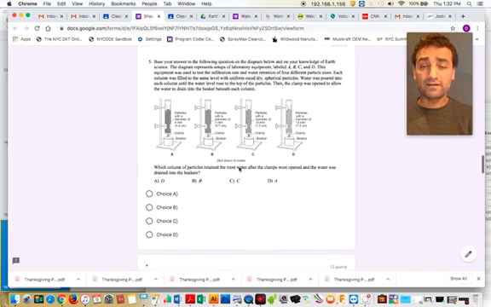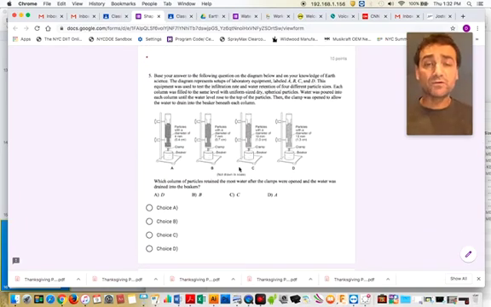Okay, number 5. Base your answer to the following question on the diagram below and on your knowledge of earth science. The diagram represents setups of a laboratory experiment labeled A, B, C, and D. This equipment was used to test the infiltration rate and water retention of 4 different particle sizes. Each column was filled to the same level with uniform sized dry spherical particles. So each one of them is round, but some of them are different sizes, obviously. Water was poured into each column until the water level rose to the top of the particles. Then a clamp was opened to allow water to drain into the beaker beneath each column.